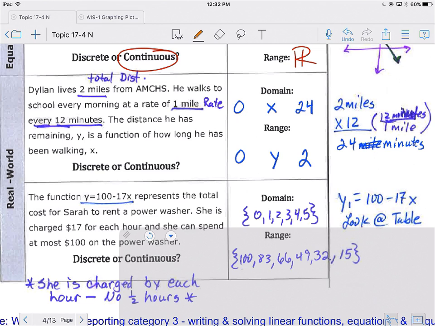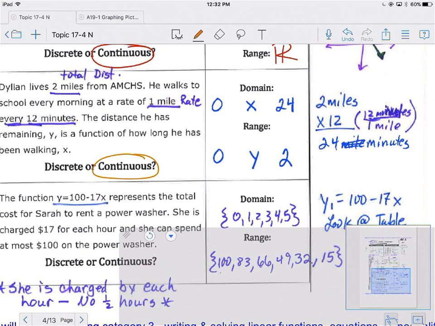Well, if you think about it, when I walk across a room, I don't jump from corner to corner. I take steps in between. Just like Dylan, he can't hop 1 mile, 2 miles, and be done. He walks 1 mile every 12 minutes, so we know he can't hop that far. So this one is going to be continuous because you can have in-between measurements for your time and for your distance. You don't jump miles and you don't jump minutes. So this will be continuous.